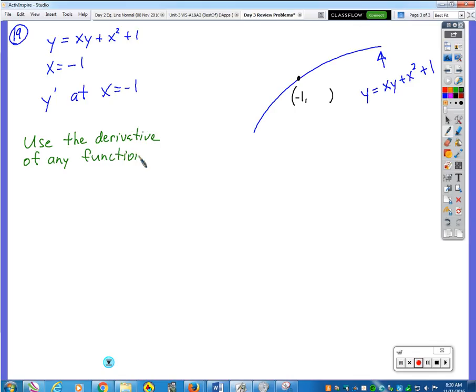We already have this card, but I'm just changing the wording slightly. They always change the wording on AP questions, so the more ways I can show you what something means using different words, the better prepared you'll be. Use the derivative of any function to find the slope of that function.